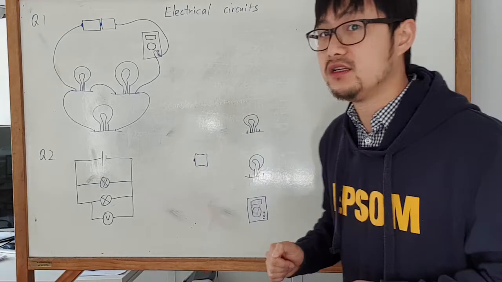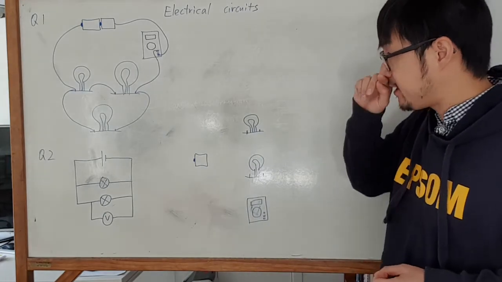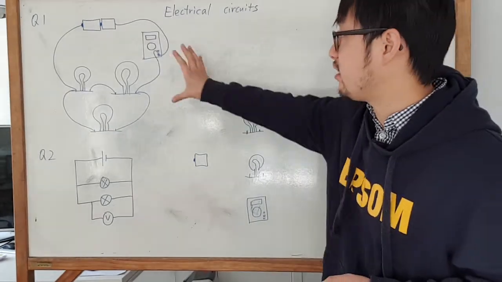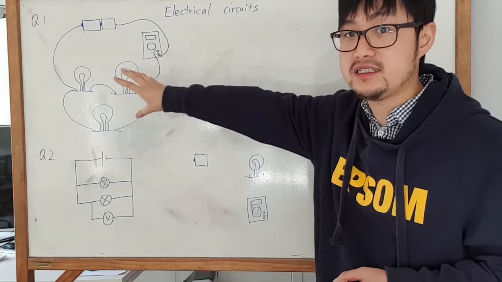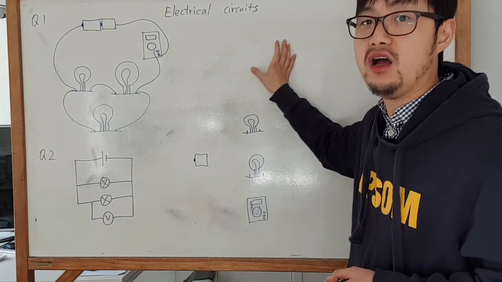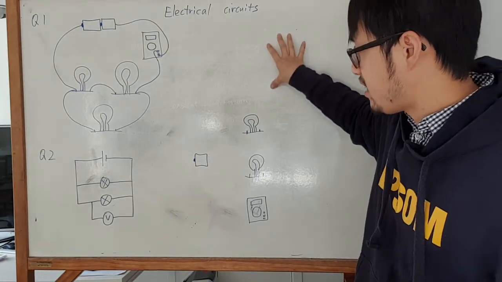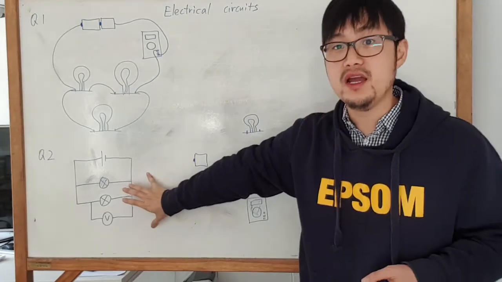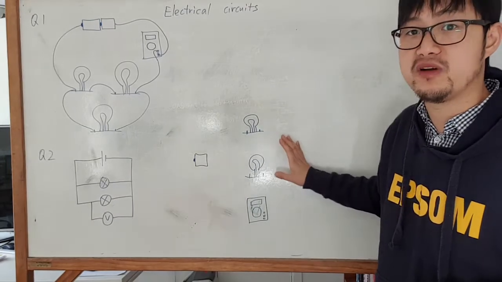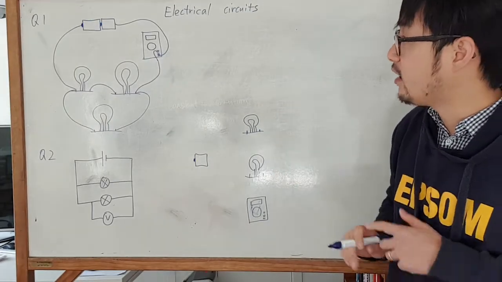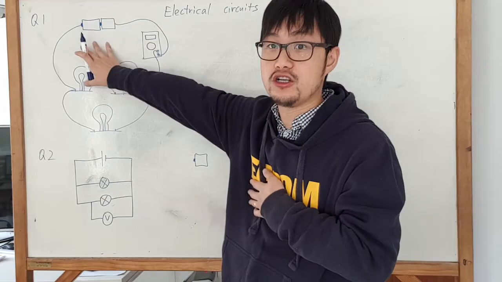Over here I have two questions. One question is: I have this circuit that's connected, and I want to turn it into a scientific electrical circuit drawing. The other one is: I have an electrical scientific drawing, and I want to turn it into how I actually connect this thing. First, let's have a look at this one.